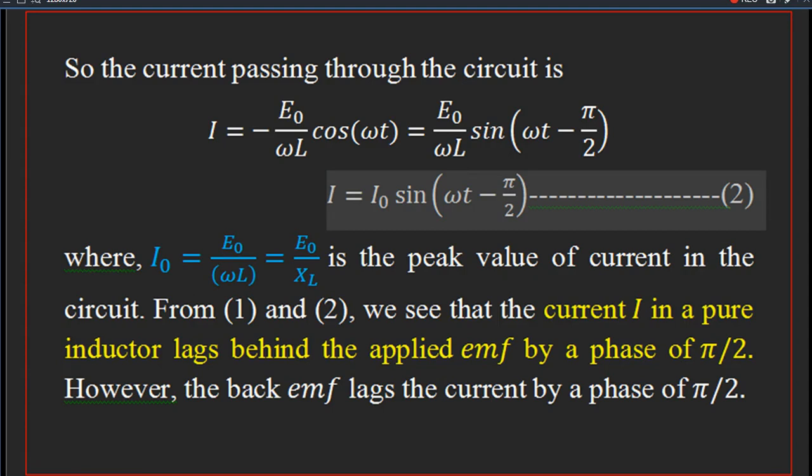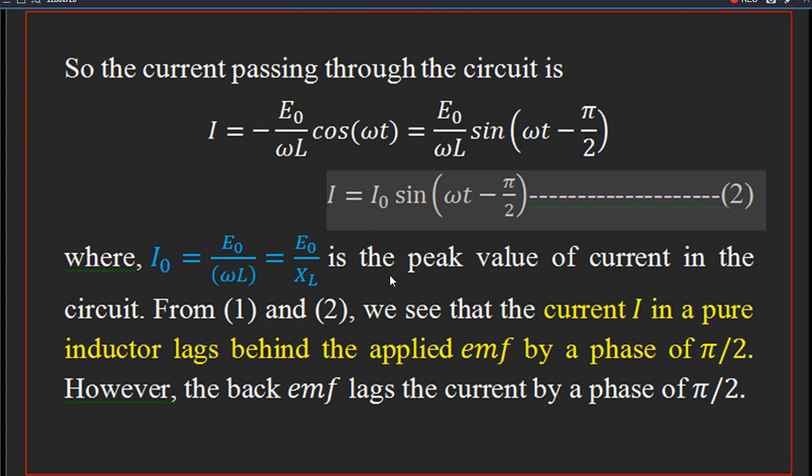So the current passing through the circuit is I equal to minus E0 by omega L cos omega t, that is equal to E0 by omega L into minus cos omega t, which can be written as sin of omega t minus pi by 2. E0 by omega L is a constant, which we can call I0. So I equals I0 sin of omega t minus pi by 2, where I0 is equal to E0 by omega L, or E0 by XL. It is the peak value of current in the circuit.